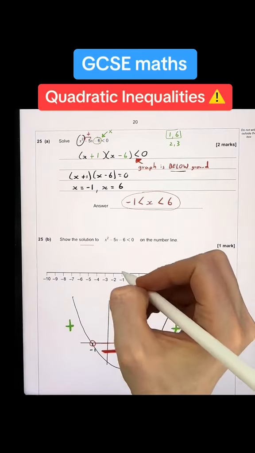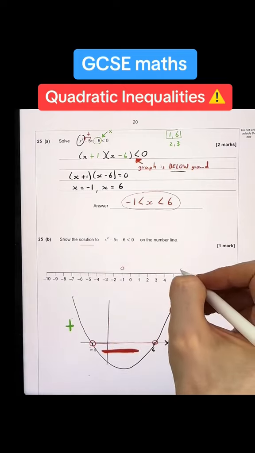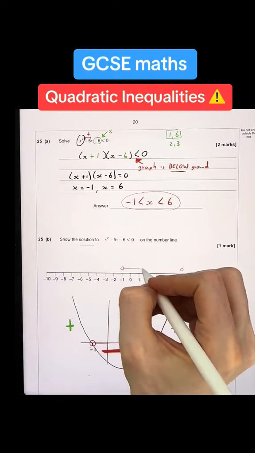So I'm going to draw a circle above -1, here on the left. I'm going to draw another open circle above number +6, here on the right. I'm going to draw a line then connecting my 2 circles.